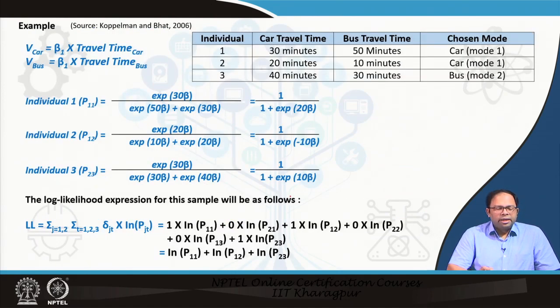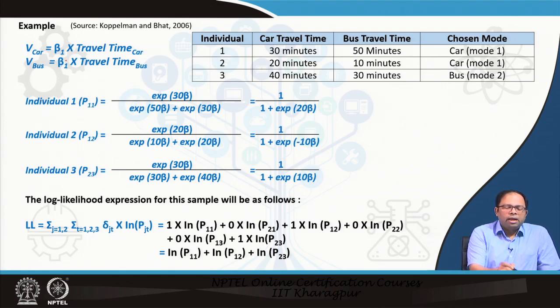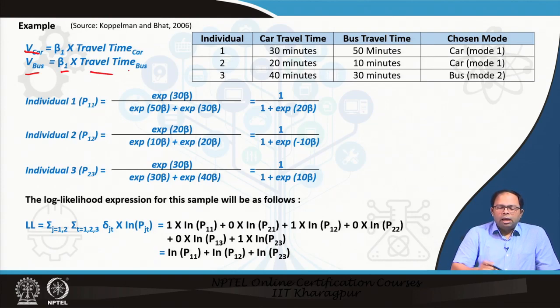In this example you can see we have only one parameter, because otherwise it becomes complex and you cannot solve it like this. The deterministic portion of the utility for car, V car, could be measured using beta 1 times travel time car, and V bus could be beta 1 times travel time bus. Now, I have collected data and seen that individual 1 has experienced a car travel time of 30 minutes and a bus travel time of 50 minutes. These are the characteristics of the alternatives in front of him.